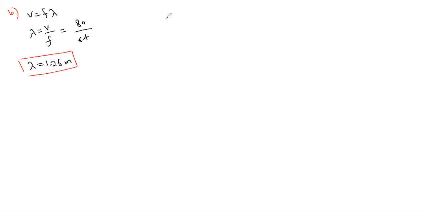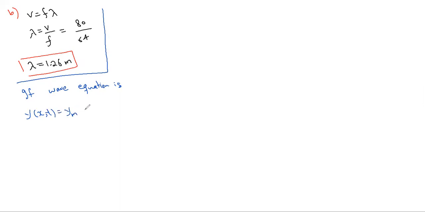Before proceeding to part C, I think we have to keep in mind some extra information. Let me put a box here. The wave equation is y of x, t equals y sub m sine of kx plus or minus omega t plus phi.